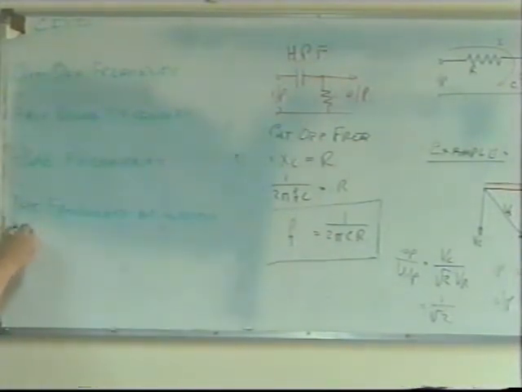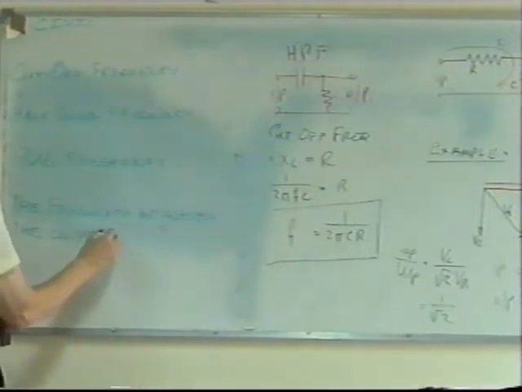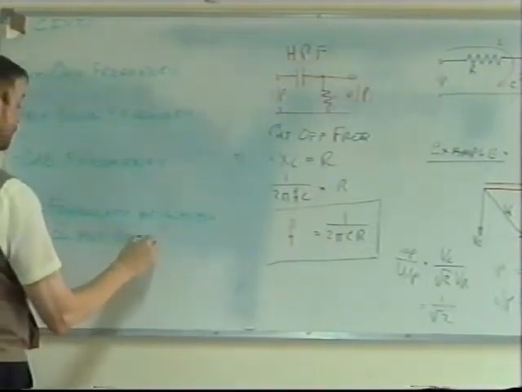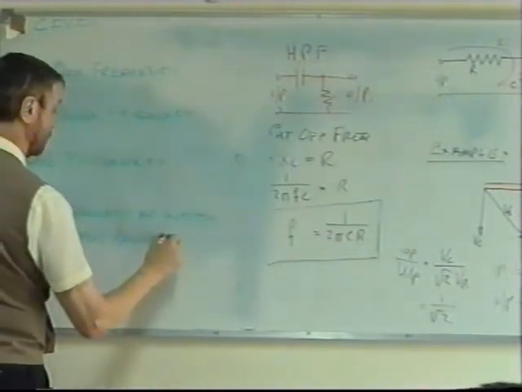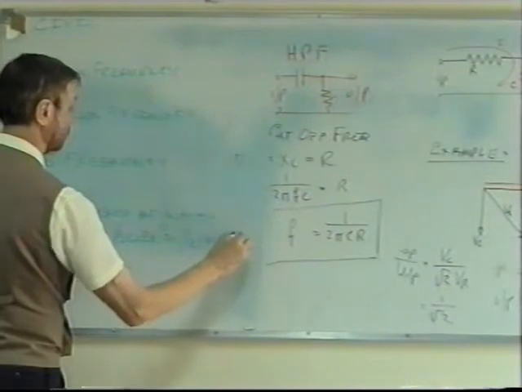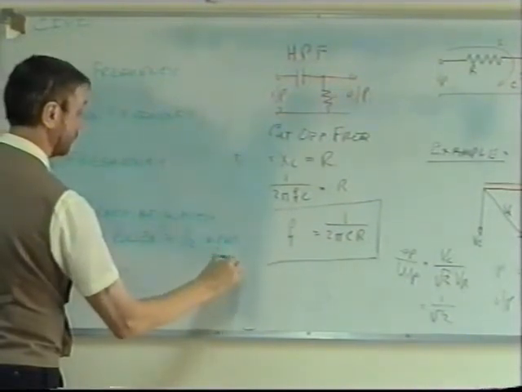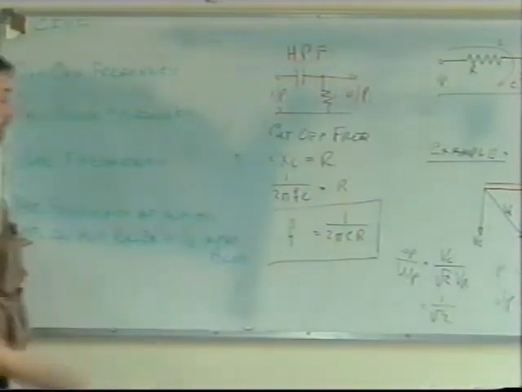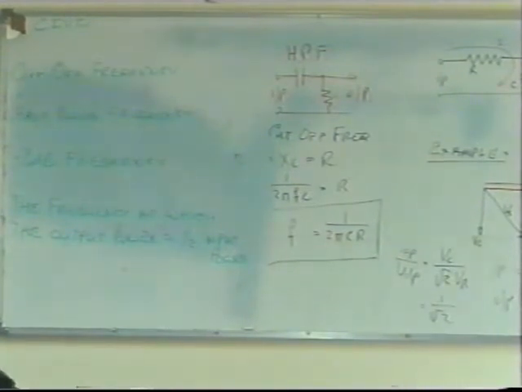The frequency at which the output power is equal to half the input. That's essentially what we're talking about here. 3 ways of describing the same thing. When the output power is half the input power, that's called the half-power frequency.